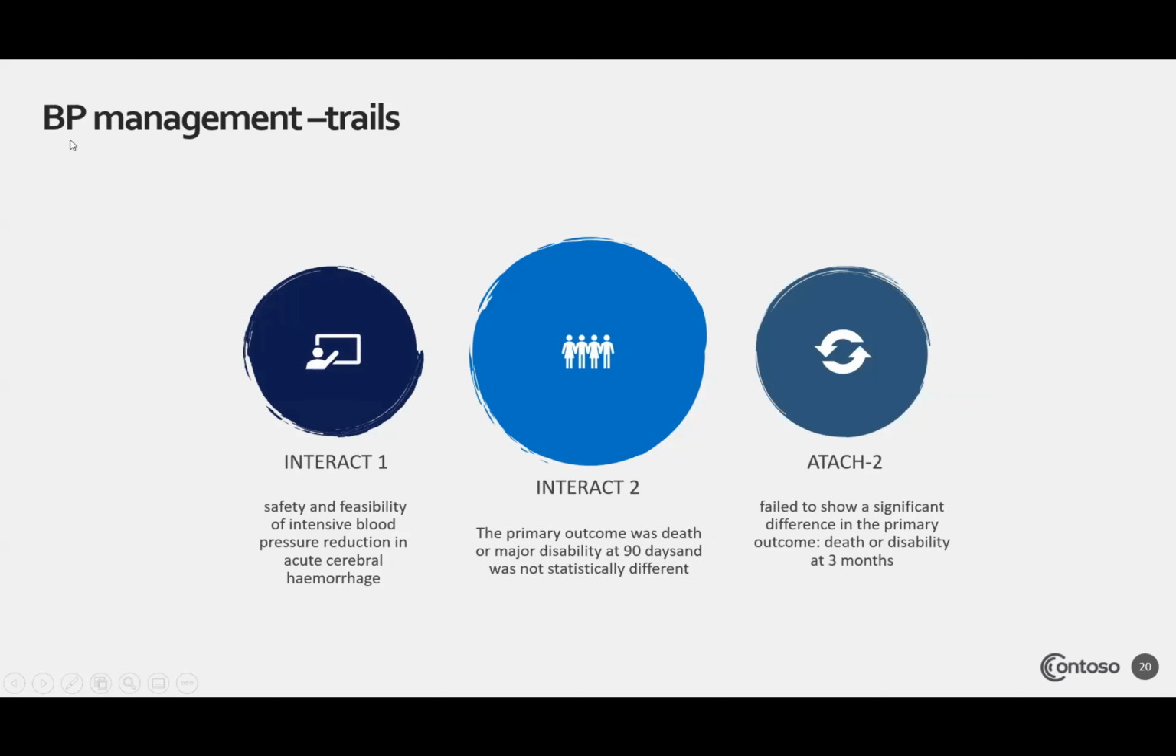So blood pressure management trials, we have different trials, and the main trials are INTERACT 1, INTERACT 2, and ATACH 2. INTERACT 1 was a feasibility trial to see if it is feasible to decrease the blood pressure in cerebral hemorrhages, with no harm in cerebral blood perfusion pressure. Yes, there is no harm. It was feasible. So after that, they conducted INTERACT 2. In INTERACT 2, the primary outcome was death or major disability at 90 days.